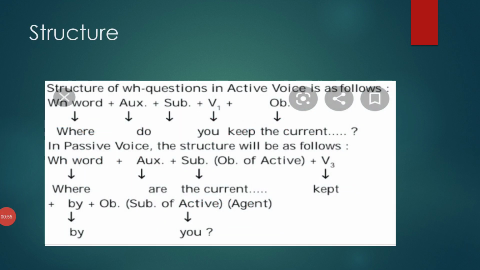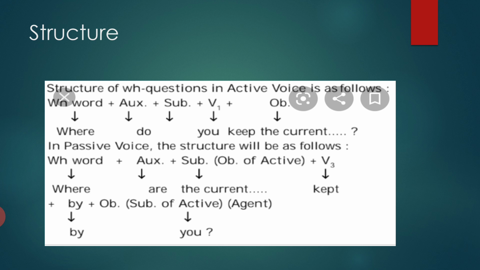Yes, this is the structure of any kind of WH questions in active voice. In active voice: WH word like where, what, who, whom, then auxiliary verb, that means do, does, or am, is, are, etc., then subject plus V1 plus object. Where do you keep the current?